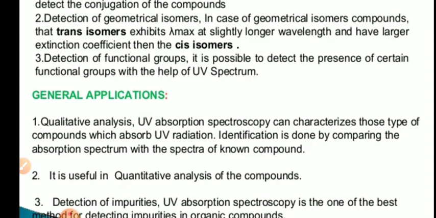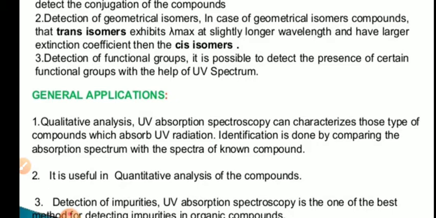The maximum amount of light it absorbs, that is lambda max, is at a slightly longer wavelength than that of the cis isomer. So the cis isomer will have absorption maxima at a lower wavelength, and the trans isomer will have absorption maxima at a longer wavelength. By looking at the extinction coefficient and the absorption spectra, you will come to know whether it is a cis isomer or a trans isomer. Again, the trans isomer absorbs at a slightly longer wavelength.